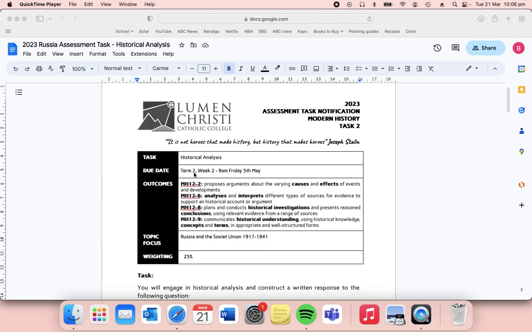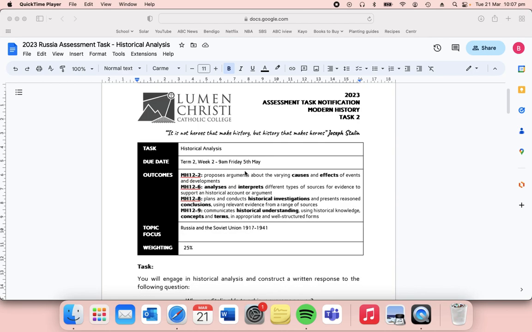Now, this is due next term, week 2. Okay, so it's week 8 now. You've got weeks 9, 10, 2 weeks of the holidays, and then 2 weeks of term 2. So a fair amount of time to get this done. It'll be due by 9 a.m. on the Friday, the 5th of May.